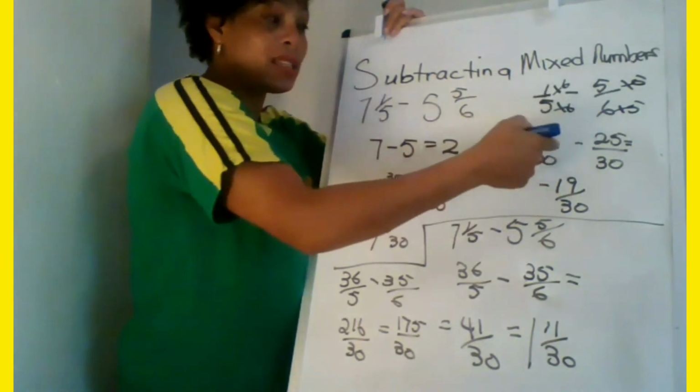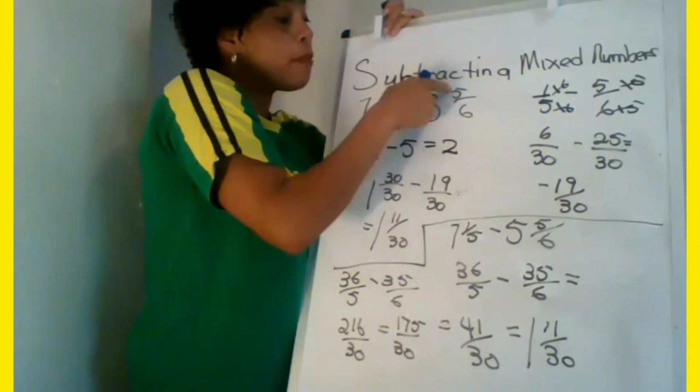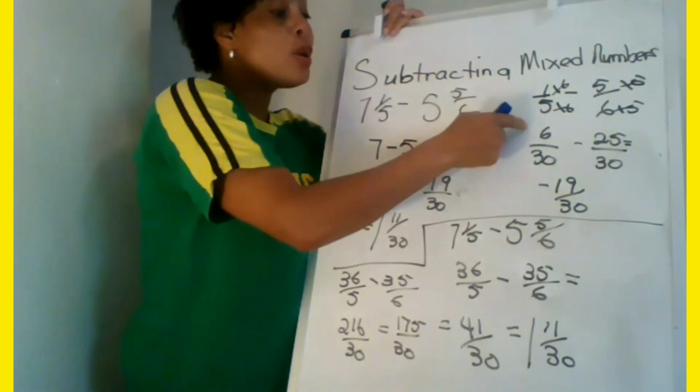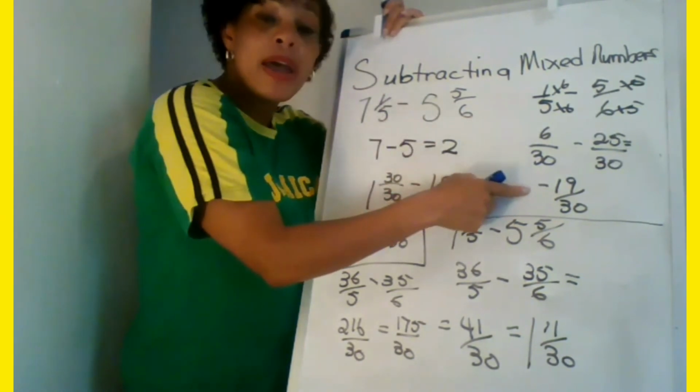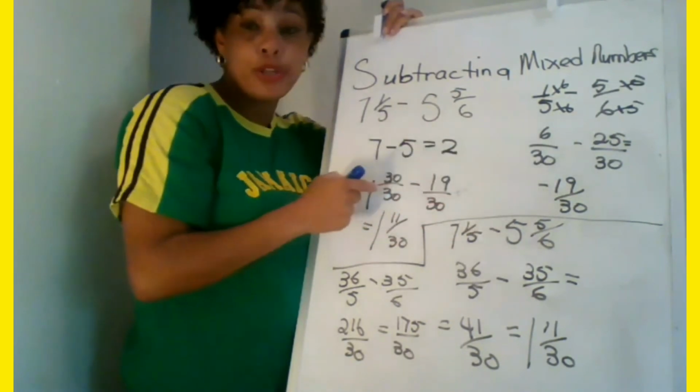In this case, this 1 out of 5, which is 6 out of 30, is not big enough for me to take 5 out of 6, which is 25 out of 30. So I have only 6 out of 30. I need 19 more pieces. That's why I have there minus 19. That means I need 19 out of 30.